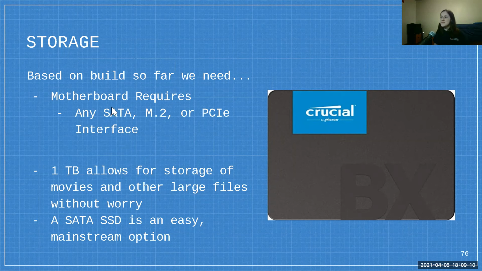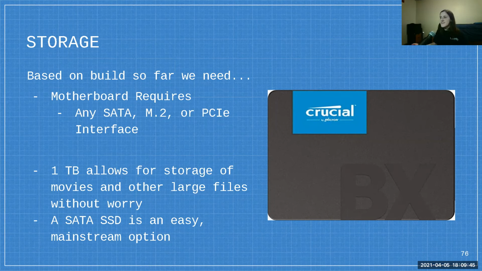So based on our motherboard, it says it requires any SATA, M2, or PCIe interface. And so, yes, that's true. Our SSD is going to be better than a hard disk. So I chose an SSD with a SATA interface. And again, I just looked this up. I literally did not know how to build a PC before this. You just have to Google around and see what the motherboard requires. And then PC part picker will make sure that you stay within that. It'll even block out options that are not compatible.